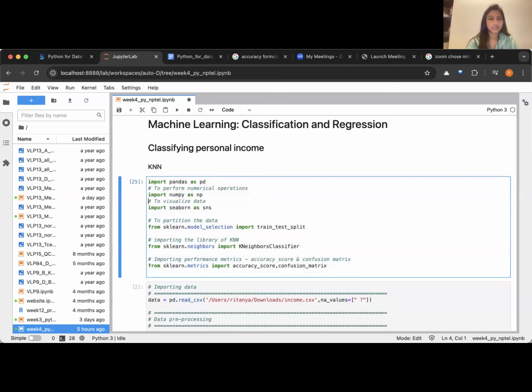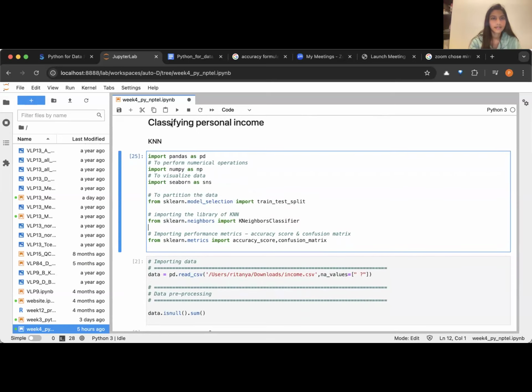The first step as usual is to load all the necessary libraries. So pandas, Seaborn, and the one new library here is sklearn, which is scikit-learn. That's the go-to library for all these machine learning models, so it's just abbreviated as sklearn. You import several packages from that.